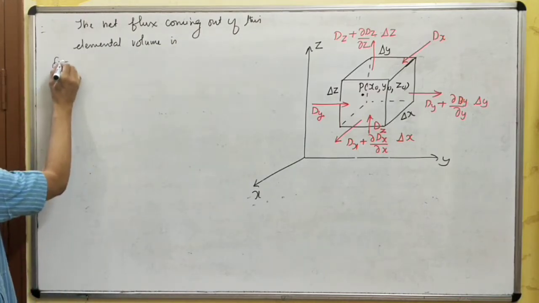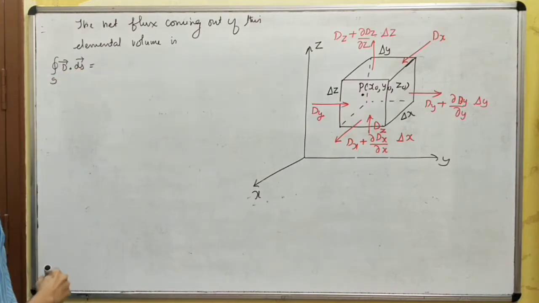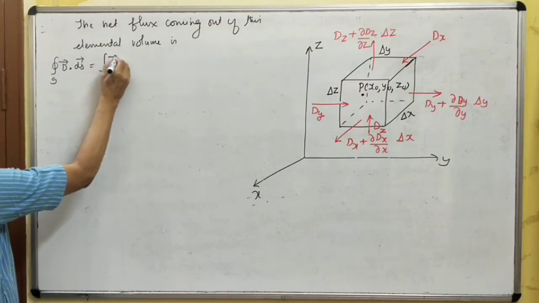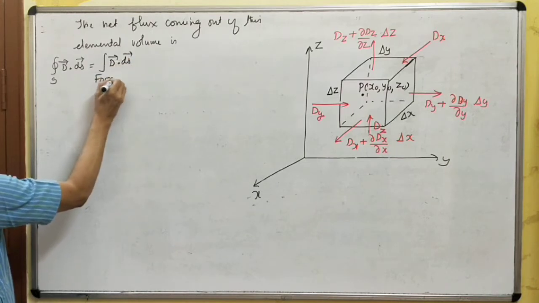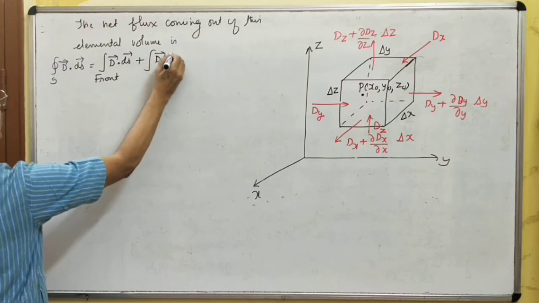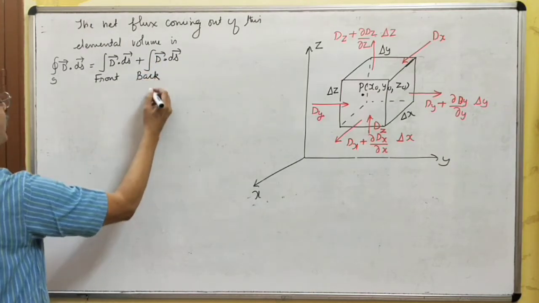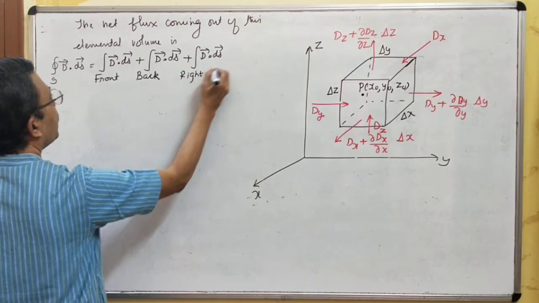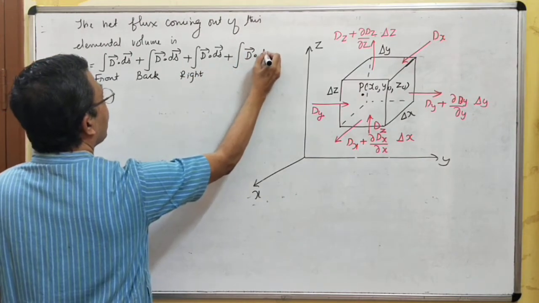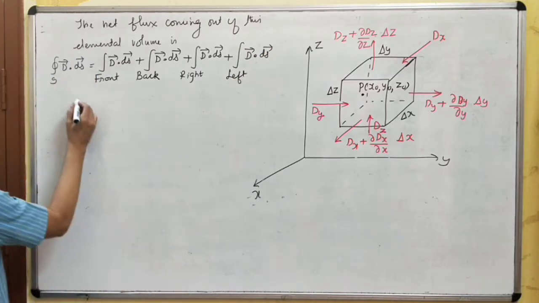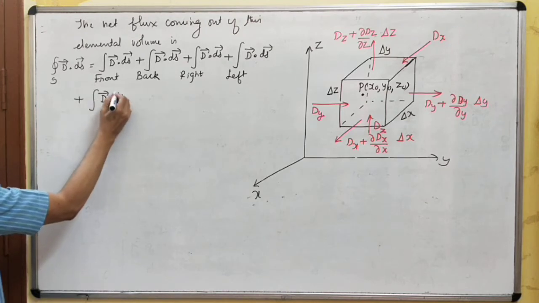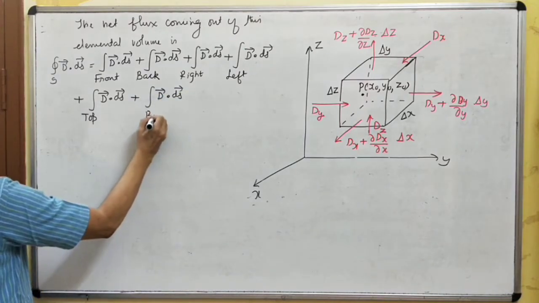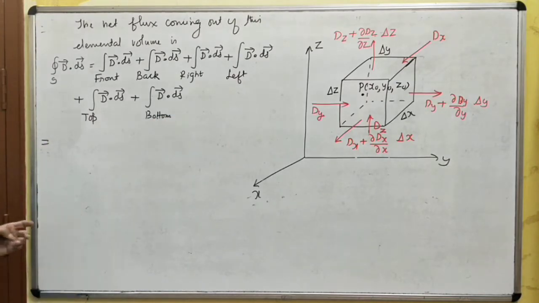closed surface integral vector d dot ds. This closed surface integral is made up of 6 open surface integrals: vector d dot ds for the front face, integral vector d dot ds for the back face, integral d dot ds for the right face, integral d dot ds for the left face, integral d dot ds for the top face, integral d dot ds for the bottom face. Let us evaluate these integrals one by one. First I will evaluate this.